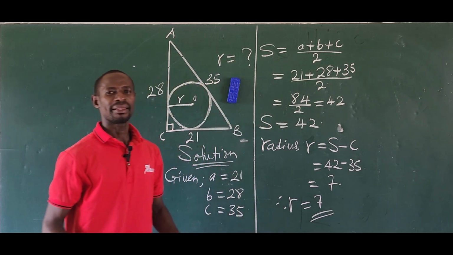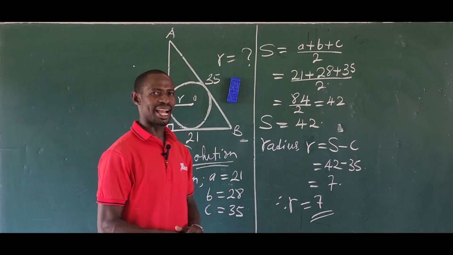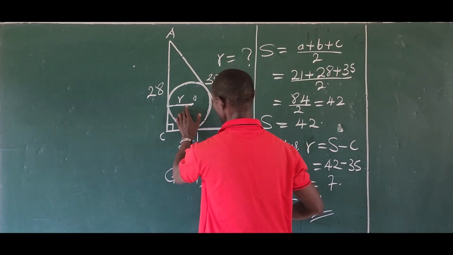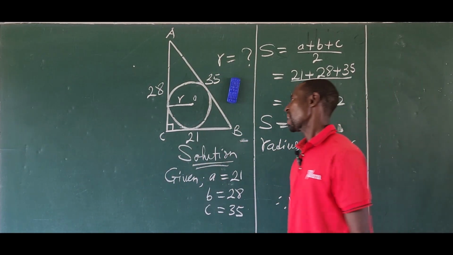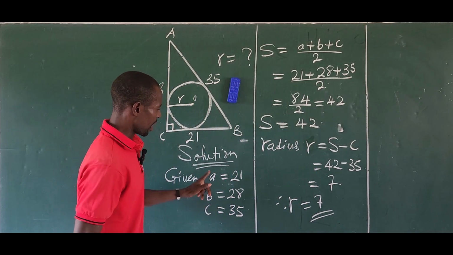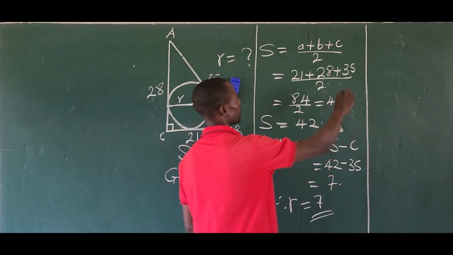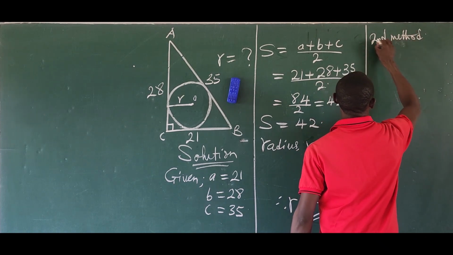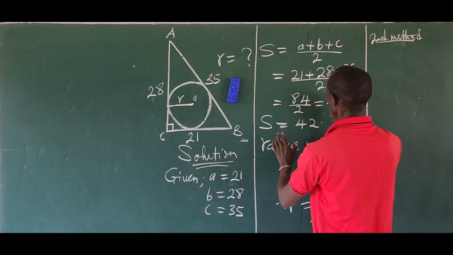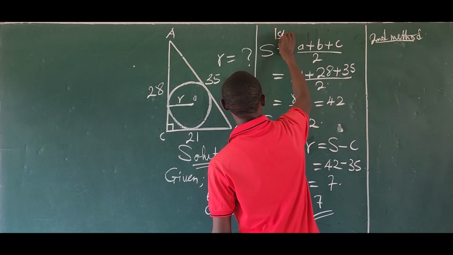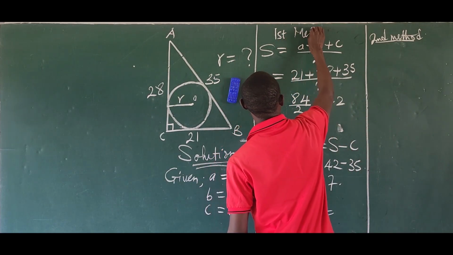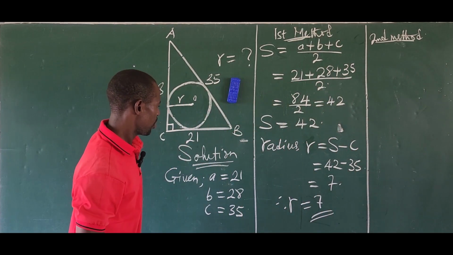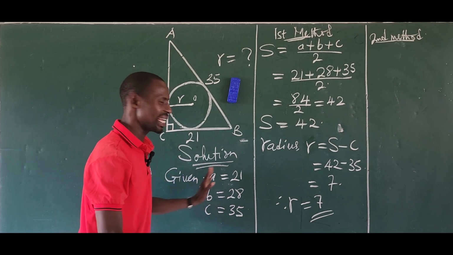This is the first method, very straightforward, right? Now the second method of calculating the radius of this inscribed circle is this. Now we have our a, b, c. Let me state it clearly: this one is the first method. Now in the second method, we have to go back to these values again.